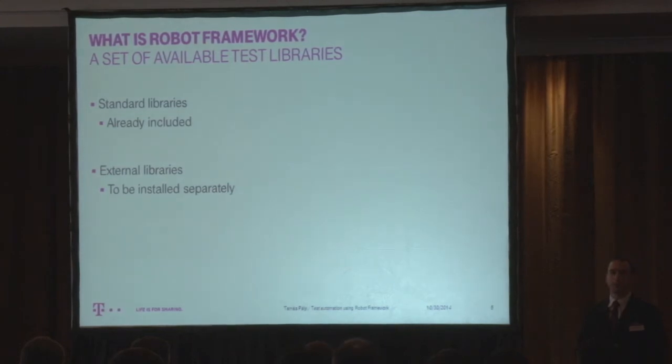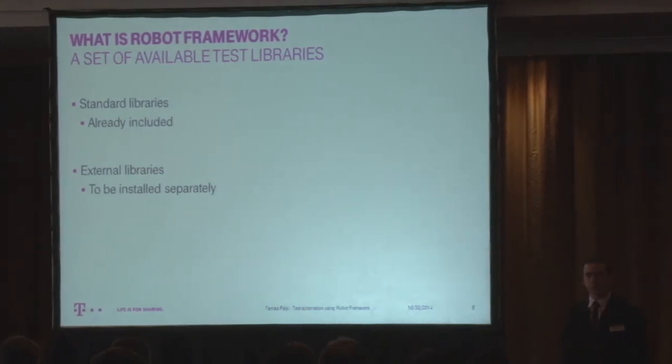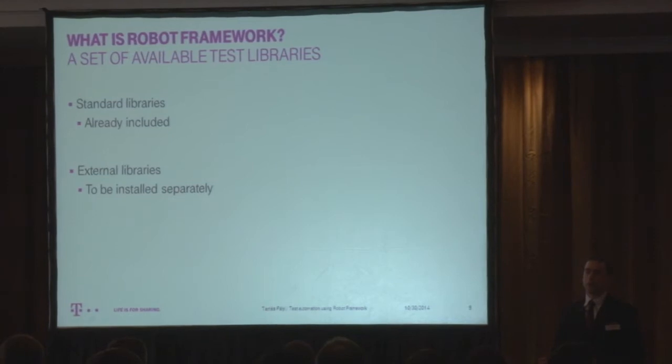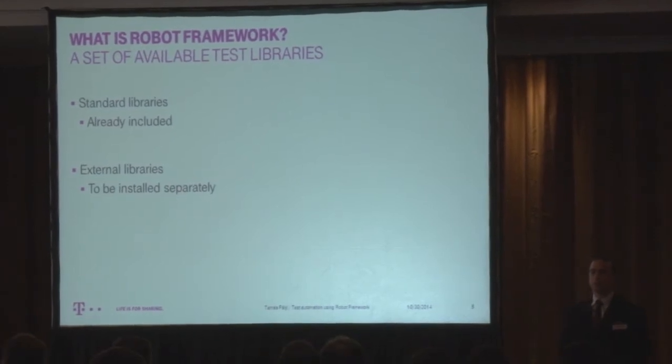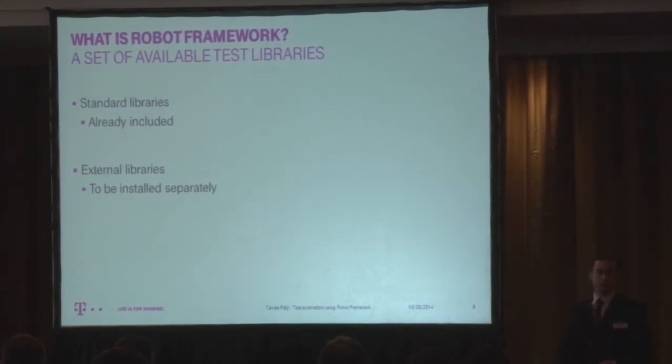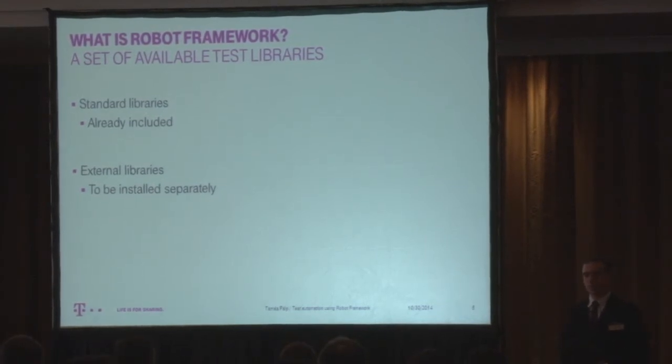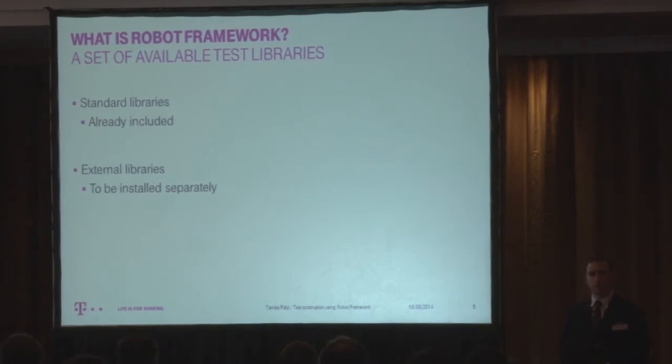Robot Framework is actually a set of available test libraries, which can be divided into 2 groups. First of all, you have the standard libraries available just after the installation of the framework, and the external libraries should be installed separately. Each library contains keywords that you can use directly in your test definition file, or you can reuse them by building your own keywords.